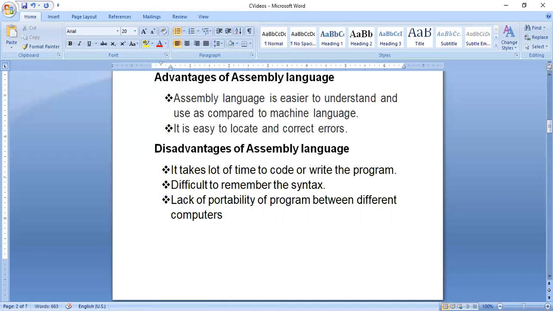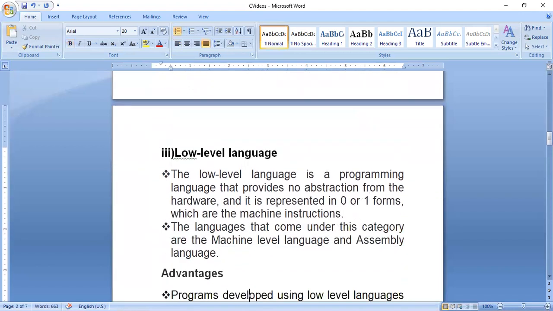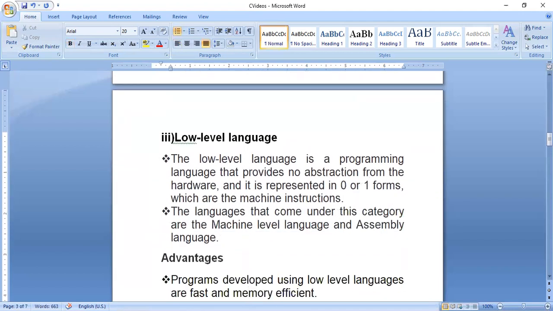Next, low-level language. They are asking about low-level language and high-level language. Low-level language is a programming language that provides no abstraction from the hardware. The low-level language you are writing is based on computer hardware, so there is no abstraction. It is represented in zero or one forms, which are machine instructions. The languages that come under this category are machine language and assembly language. Those are called low-level languages.